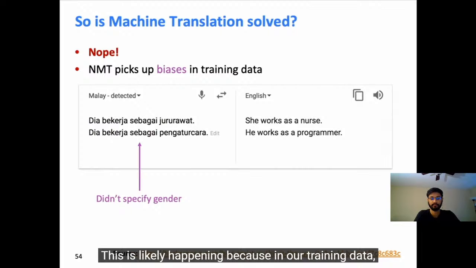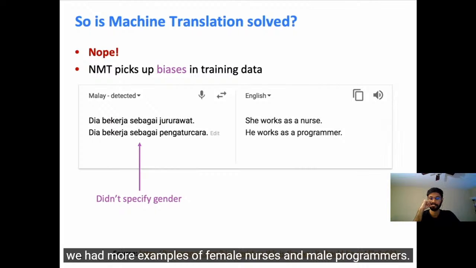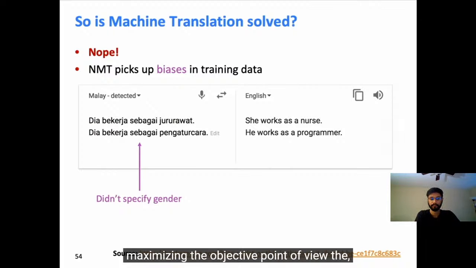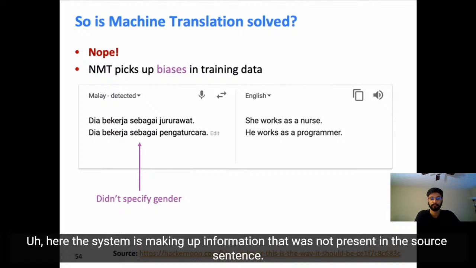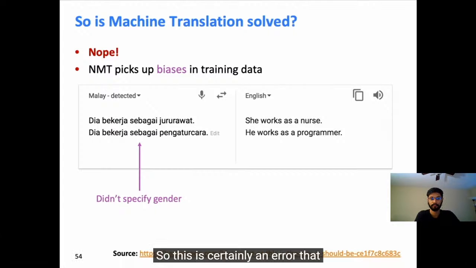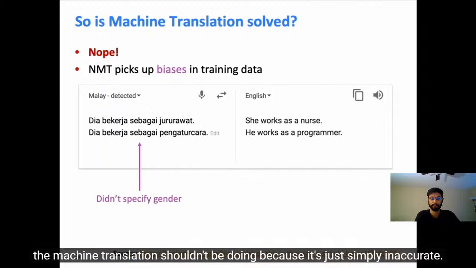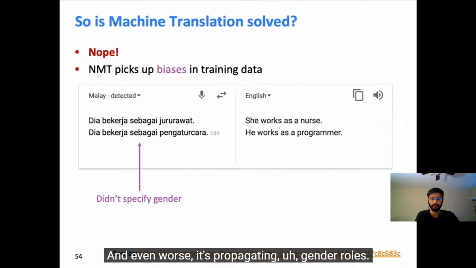This is likely happening because in our training data, we had more examples of female nurses and male programmers. So you can understand why, from a machine learning, maximizing the objective point of view, the English language model has learned to do that. But the problem here is this isn't good machine translation. Here, the system is making up information that was not present in the source sentence. So this is certainly an error that the machine translation shouldn't be doing because it's just simply inaccurate. And even worse, it's propagating gender roles.